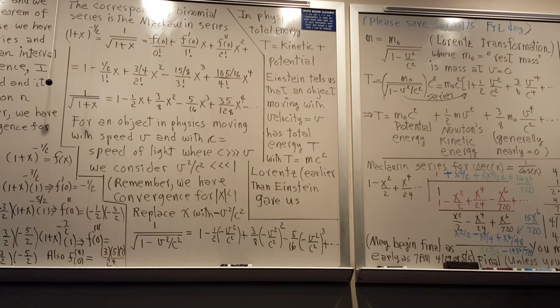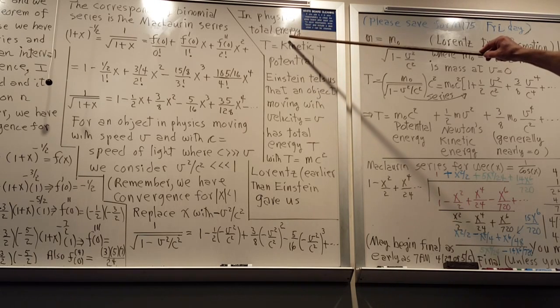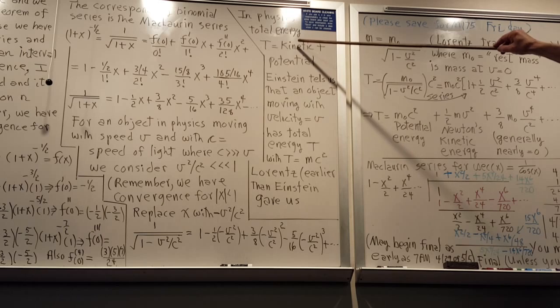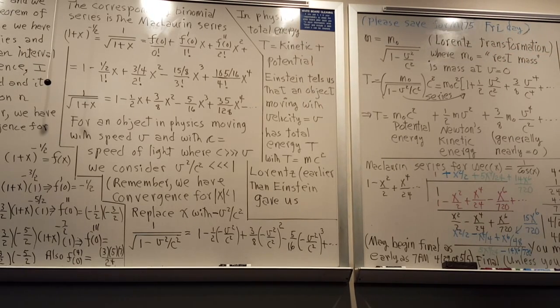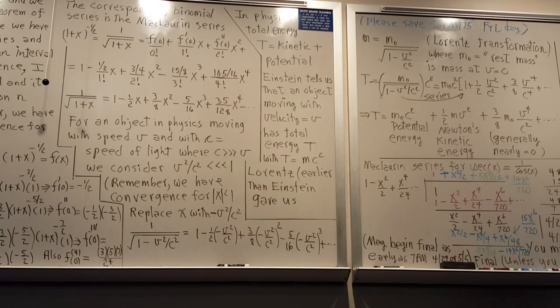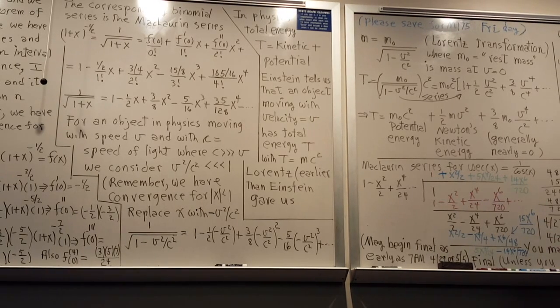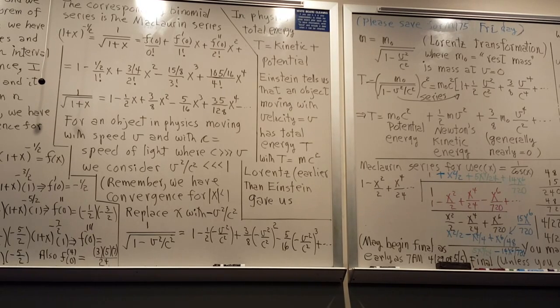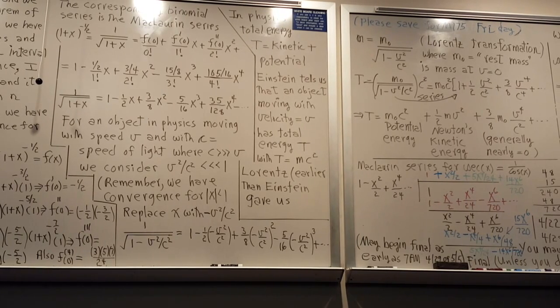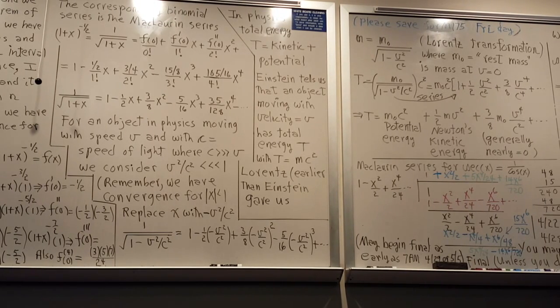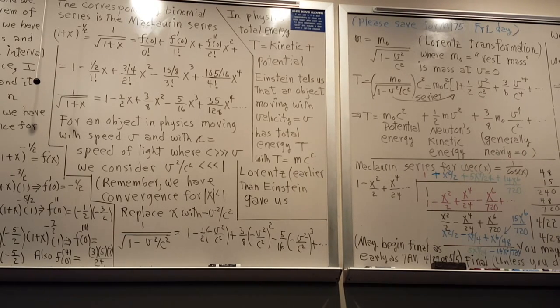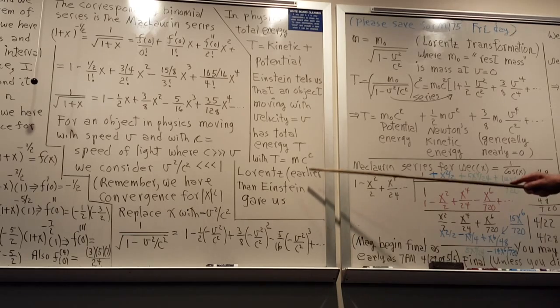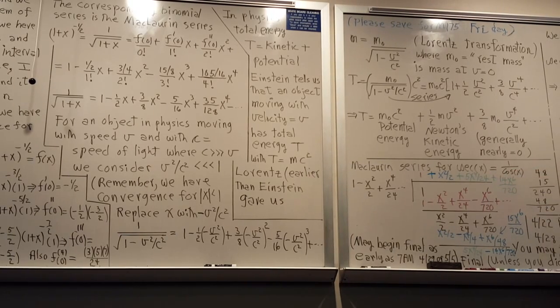Well, in physics, total energy is kinetic plus potential energy. And Einstein tells us, or he did about 100 years ago actually, that an object moving with velocity v has total energy equal to its mass, that it has when it's going at speed v, times c squared. Again, c is the speed of light.